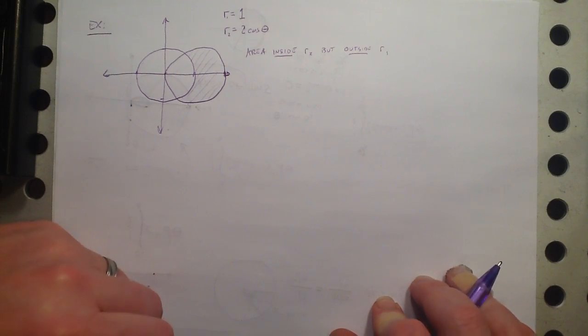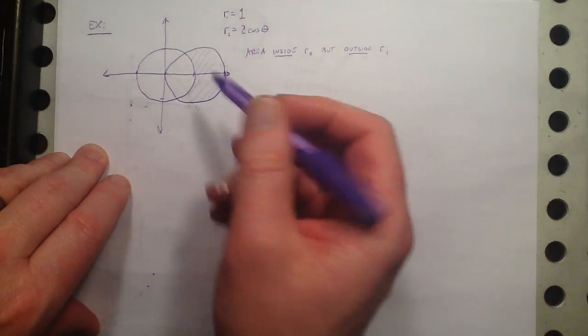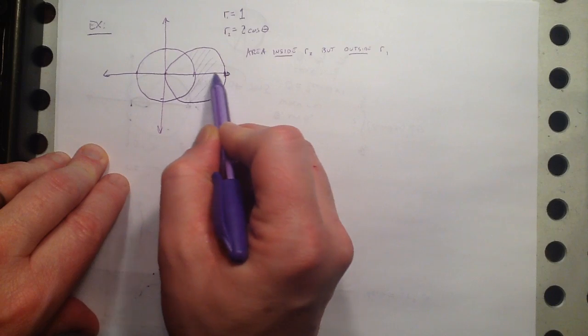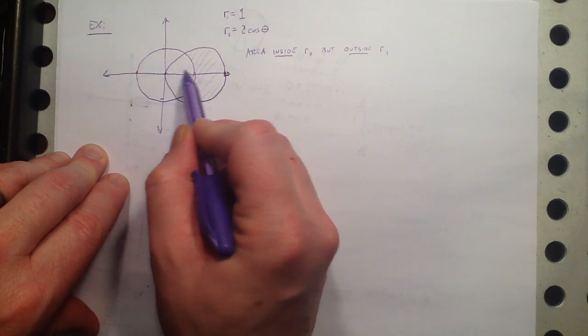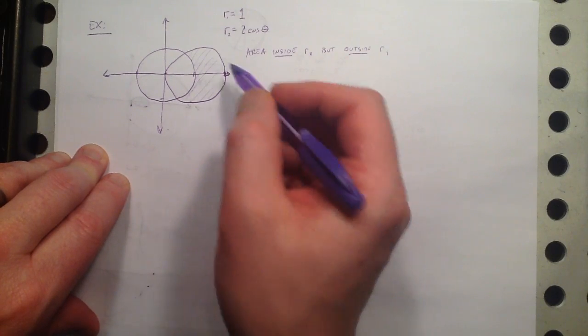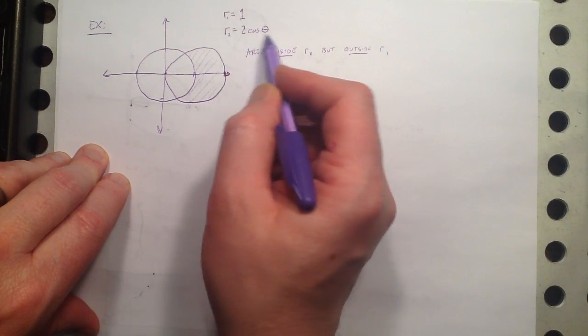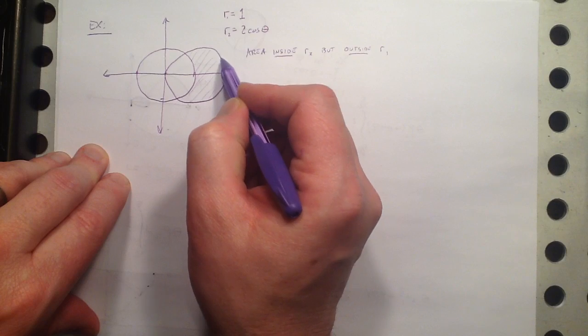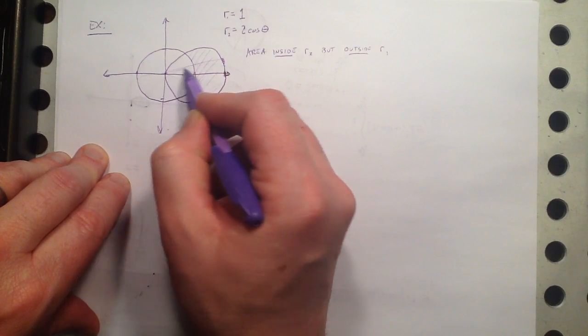Okay, so if we think polar here, think about what those slices look like. Each slice is the slice defined by this one, right? That's like the outer crust of that slice of pizza.